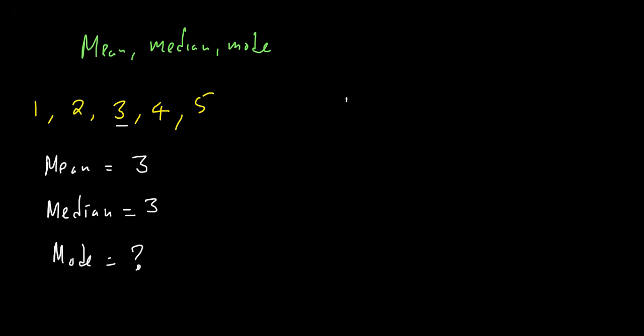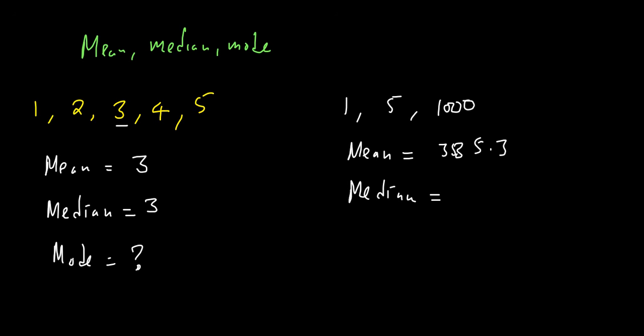Now let's say you had 1, 5, and 1000. Let's find the mean. Simply add 1 plus 5 plus 1000 and divide by the three of them, so that will give us 335.3. Can we find the median? The median, the number in the middle of these three, is 5.